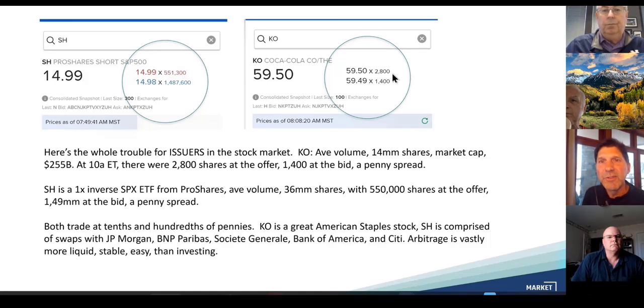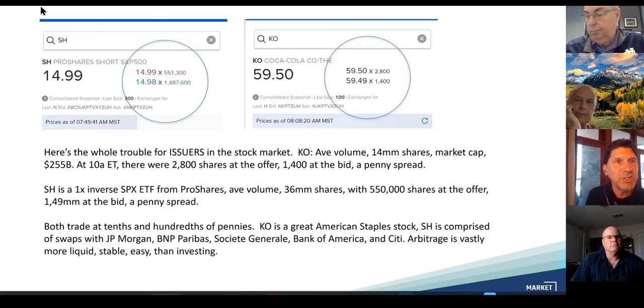But here's the key. This is a very liquid stock. KO trades 120,000 times a day, $900 million of stock a day. You can fill a trade pretty easily in Coke. Coke is 257 billion in market cap. It's big, one of the great American consumer staple stocks.